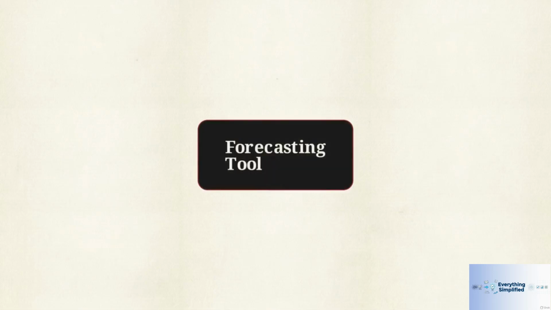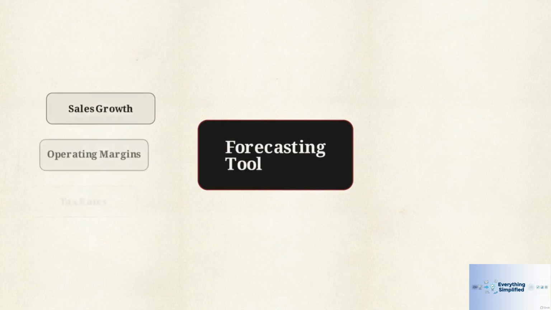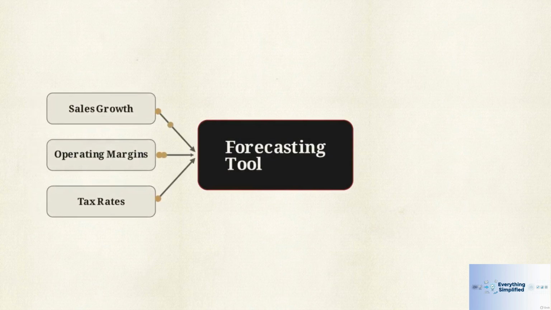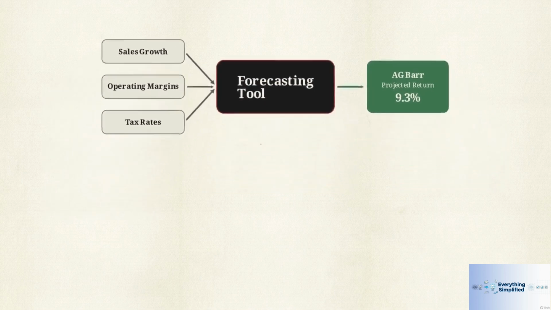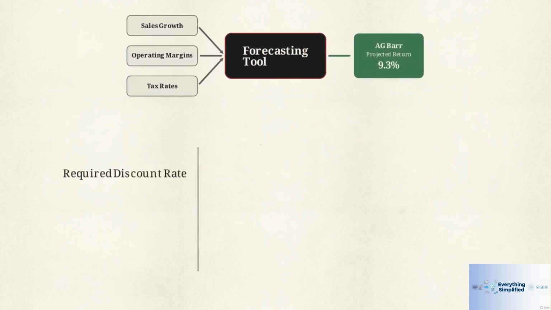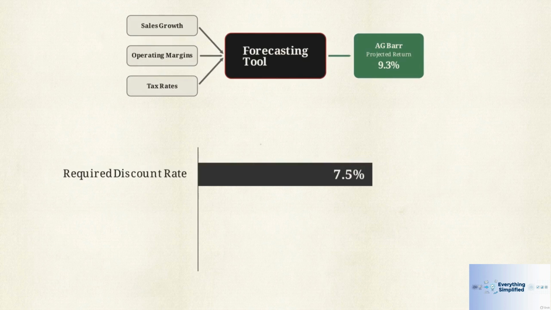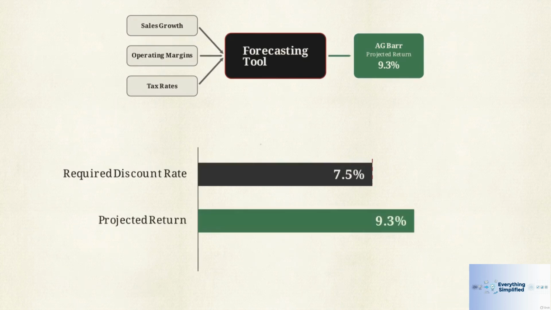This diagram outlines a third valuation option to speed up the process. You can use a forecasting tool to blend historical financials with professional analyst estimates, plugging in sales, operating margins, and tax rates to project an expected annual return. In our test case with AG Barr, the tool outputs a projected annual return of 9.3%. You then compare this against your required discount rate of 7.5%.